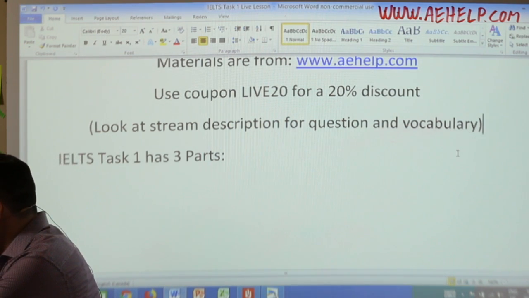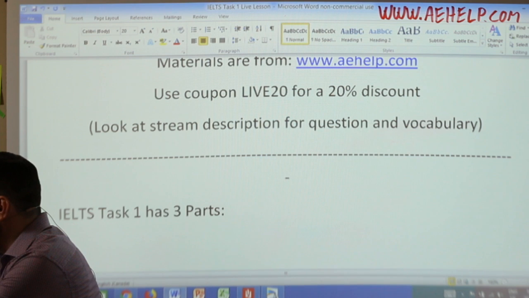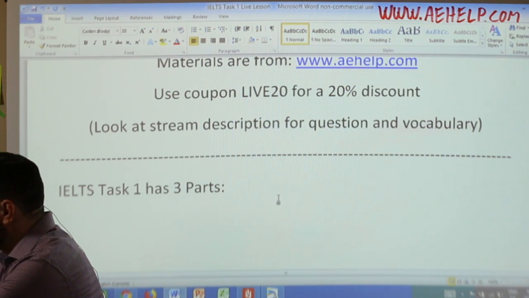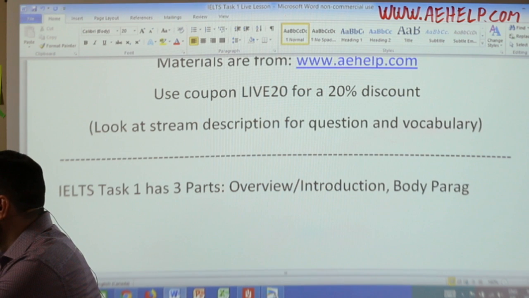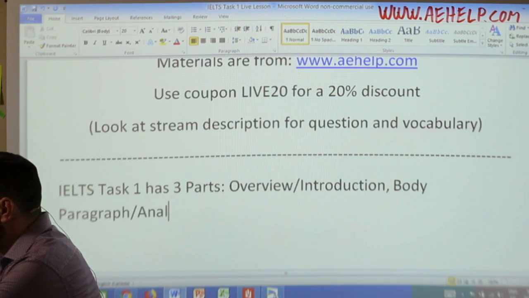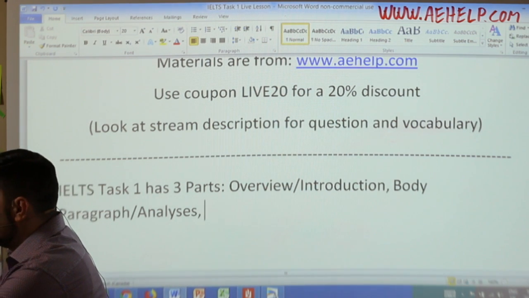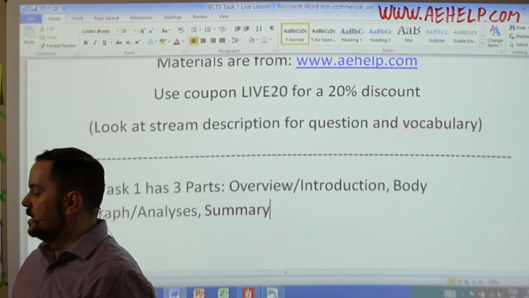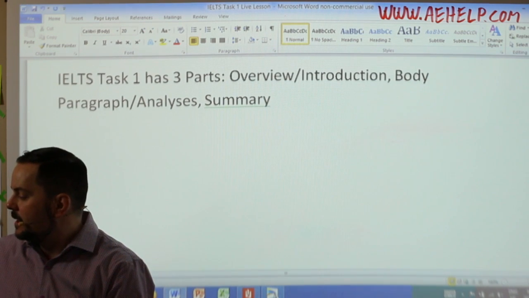So IELTS Task 1 has 3 parts. It has an overview, which is the introduction. Okay, that should be the same, introduction and the overview. It has a body paragraph, which is the analyses, spelt A-N-A-L-Y-S-E-S for plural. And then it has a summary, not a conclusion, okay? So overview introduction is the first one, then it's body, then it's the summary.